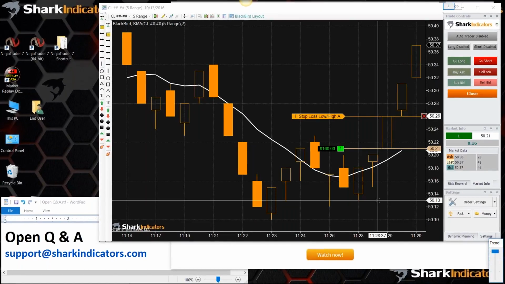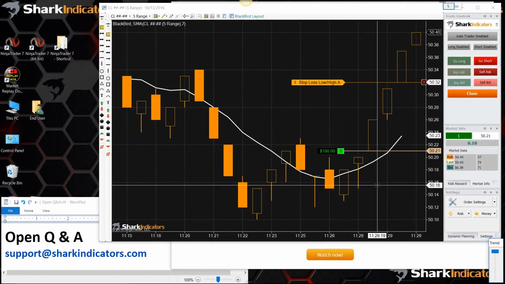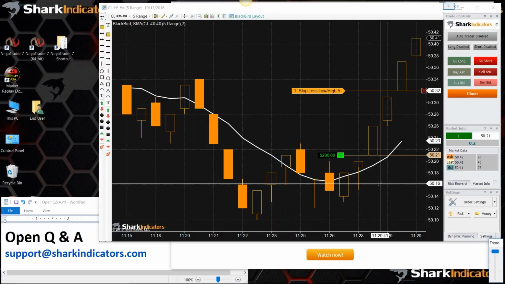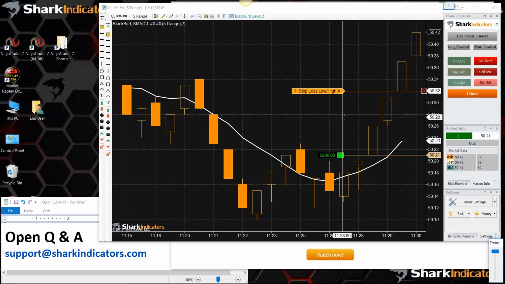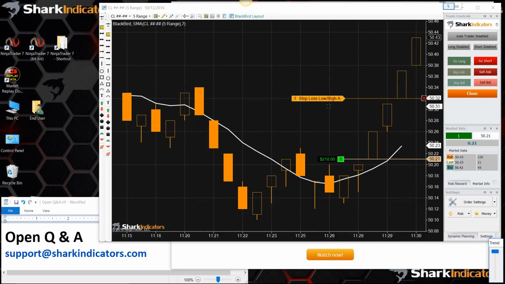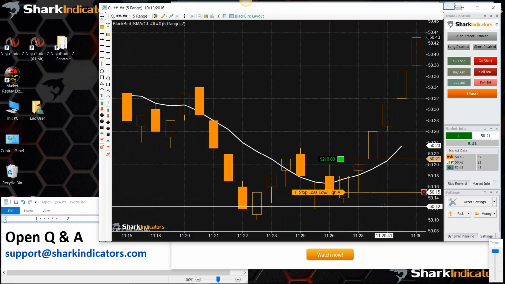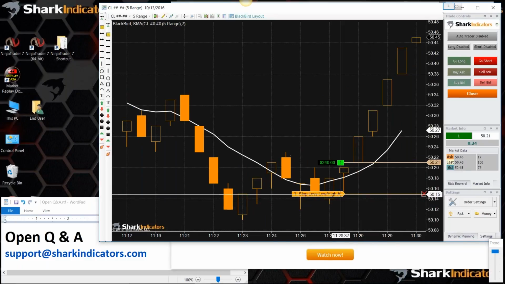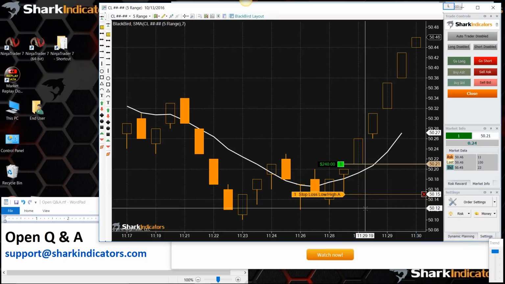So Jeff's got a follow-up question here. If you did not select trailing, would the stop loss just stay at the low of the prior bar? Correct. Yes. If I didn't select the trailing option, basically my stop loss would just stay fixed at its initial placement there.